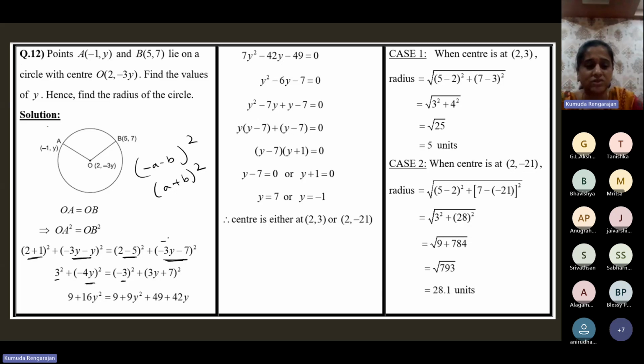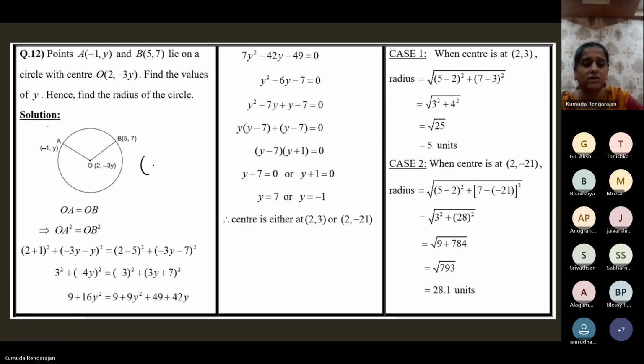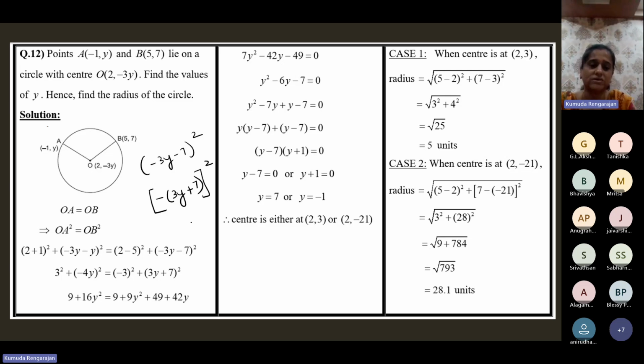See, this is minus 3y minus 7 whole square. You can simply write it as 3y plus 7 the whole square. See, that's what I've written in the next step. Why? Because minus 3y minus 7 whole square. Now see it, whole square. Now inside I'm taking out minus common, minus 3y, minus into plus is minus 7. So now what is minus squared? Plus. So it's nothing but 3y plus 7 the whole square.